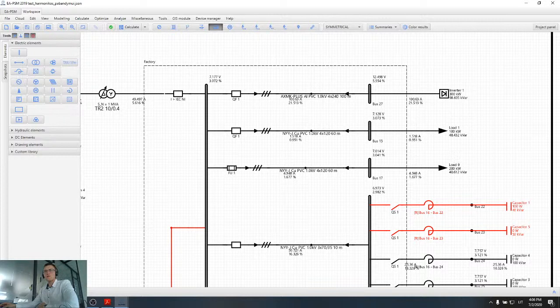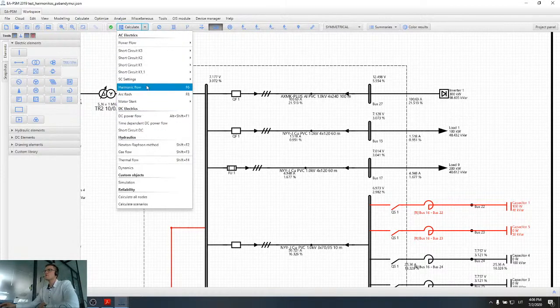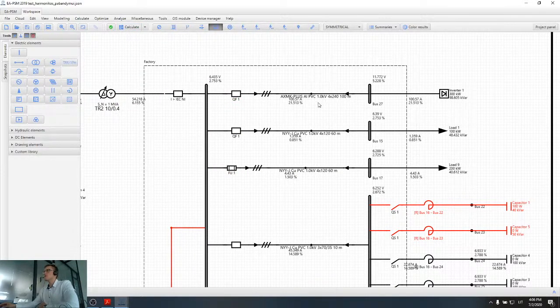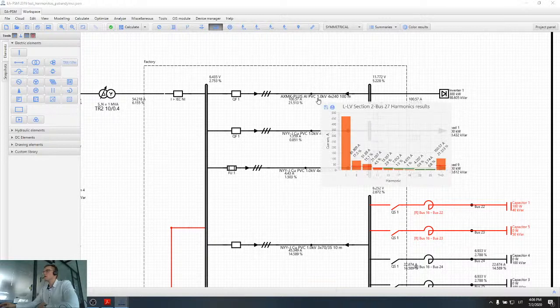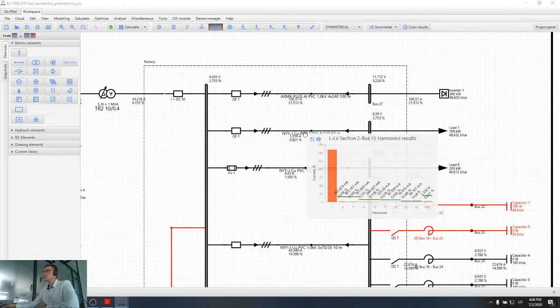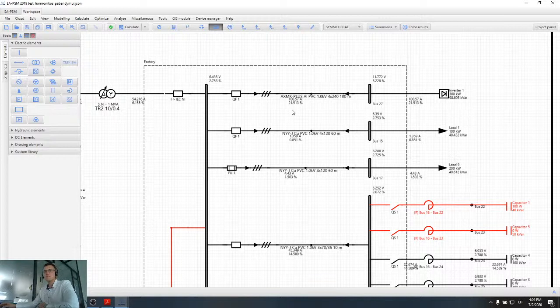Then there was a question from Mr. Karima: how to identify the harmonics using EA-PSM. So basically we have to calculate the harmonics, and this will give us information about the harmonic levels. We have done this several times today, so just simply by checking the values of the harmonics.